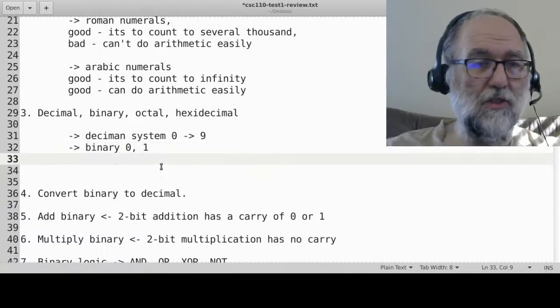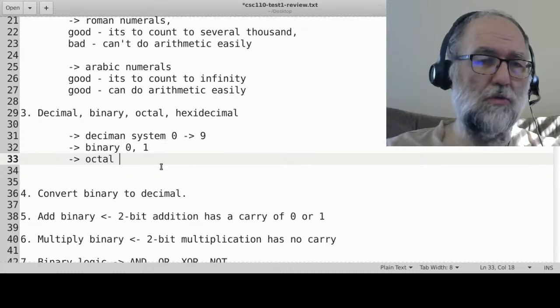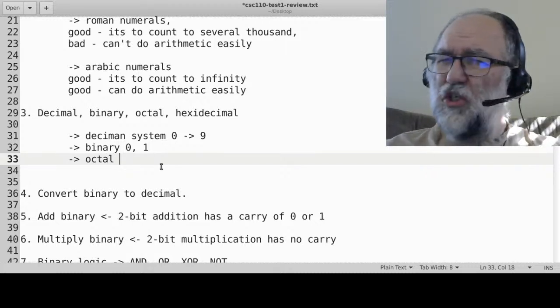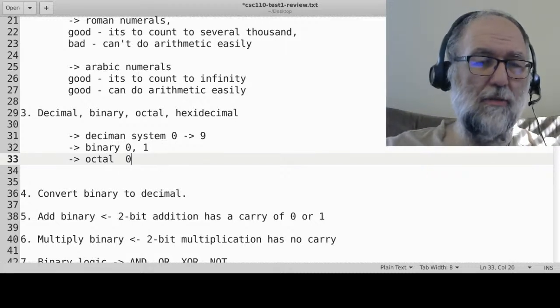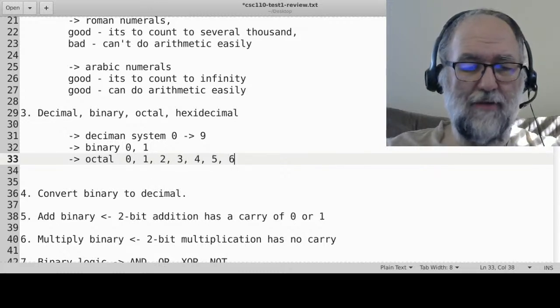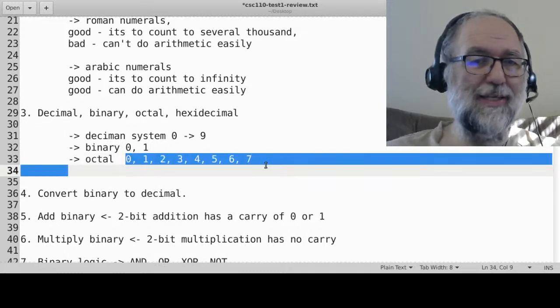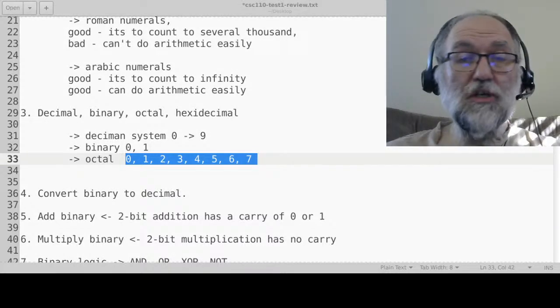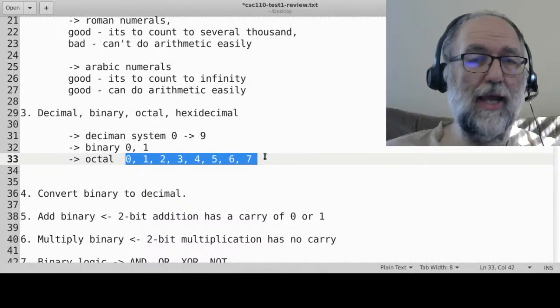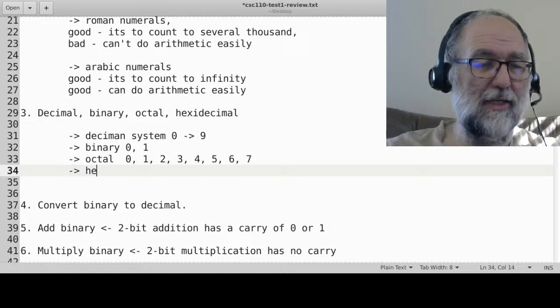But there's also Octal, and I don't expect you to work with Octal, I just expect you to know that it exists. There the symbols are 0, 1, 2, 3, 4, 5, 6, and 7. So there's basically 8 unique symbols in Octal. And then there's the other one, which is hexadecimal.